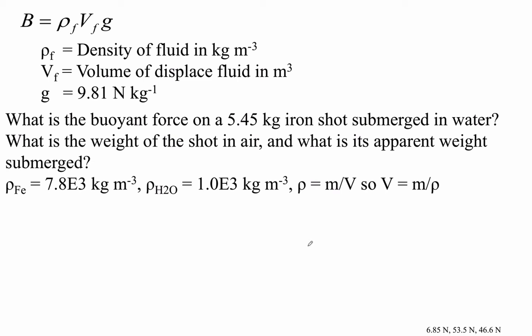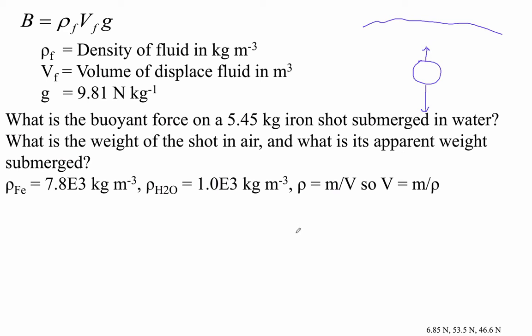All right, what is the buoyant force on a 5.45 kilogram iron shot submerged in water? What is the weight of the shot in the air? What is its apparent weight when it's submerged, right? So here's the surface of the water. Here's our iron shot, right? Ultimately, there's going to be a force of gravity downward on it, and we all know that iron sinks in water, so the gravity force is bigger than the buoyant force, right?